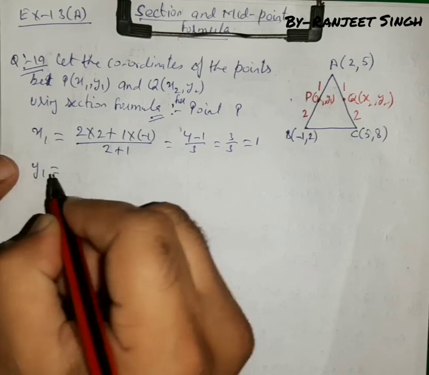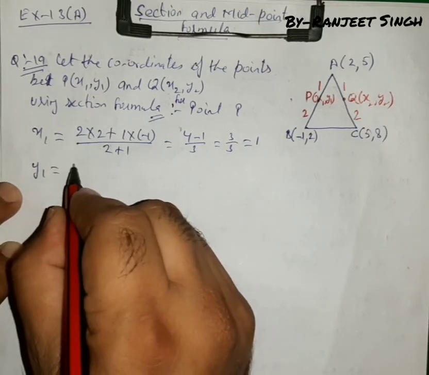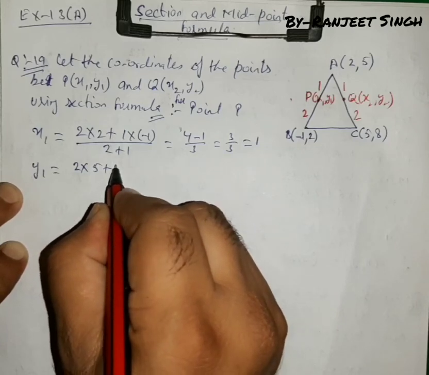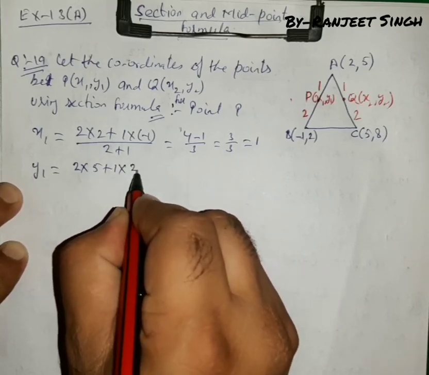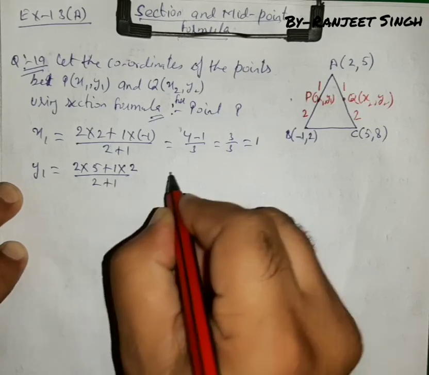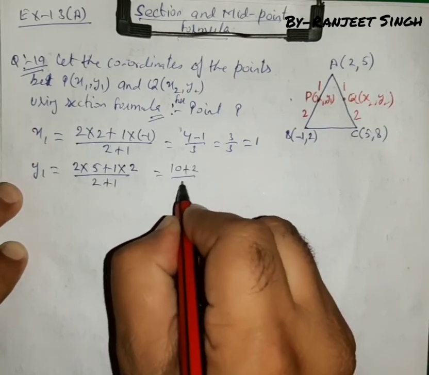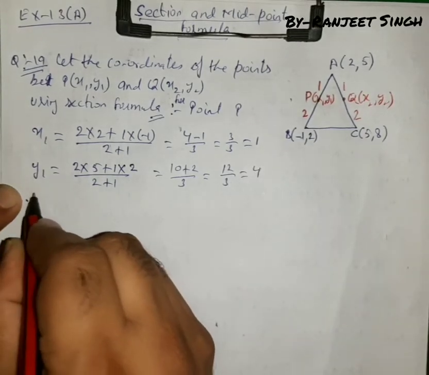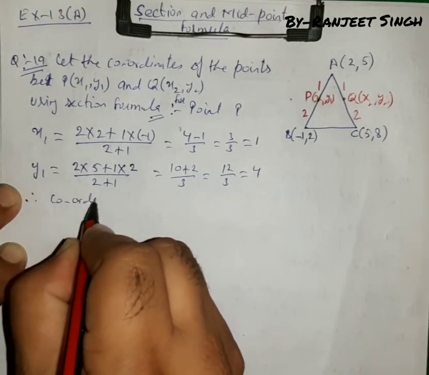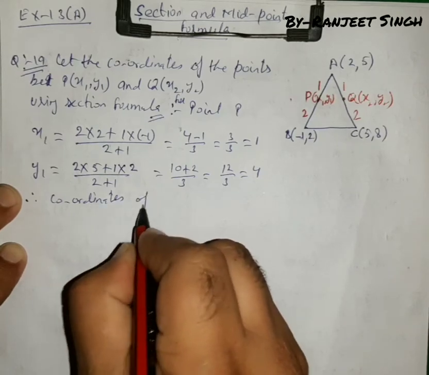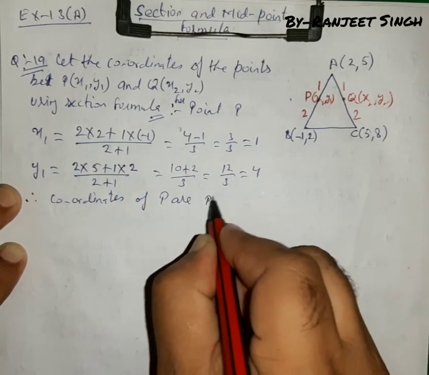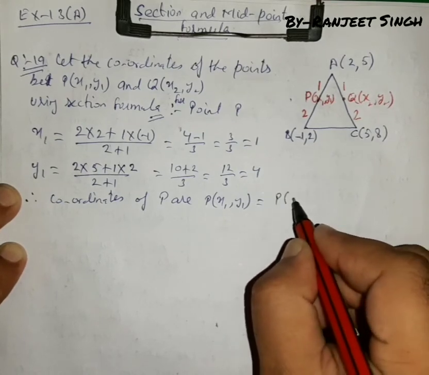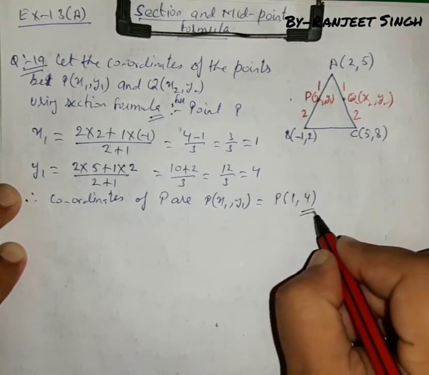And y1 is equal to (m1 multiply y2 plus m2 multiply y1) over 2 plus 1. So that is 10 plus 2 over 3, so it is 12 over 3, that is equal to 4. Therefore coordinates of P are (x1, y1), that is equal to point P (1, 4).